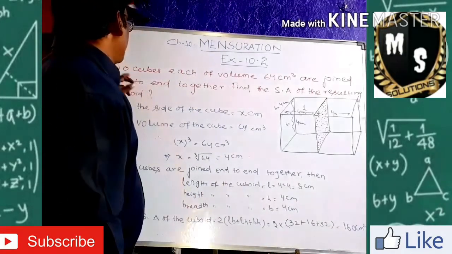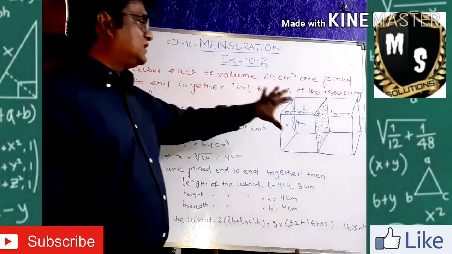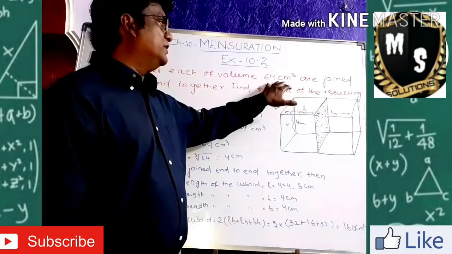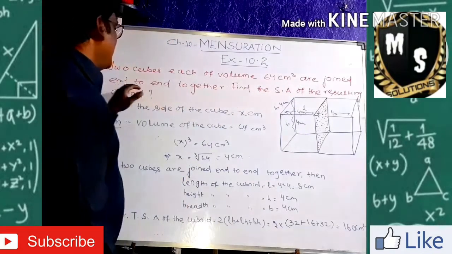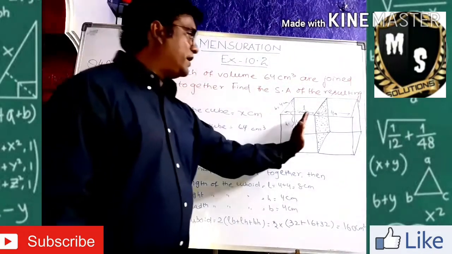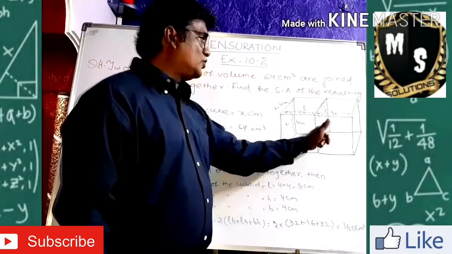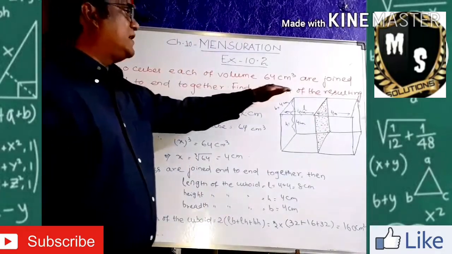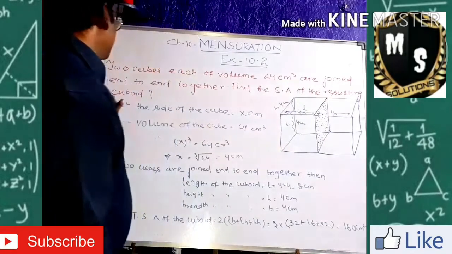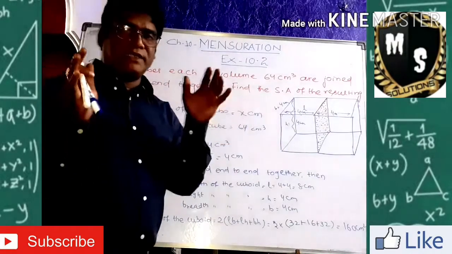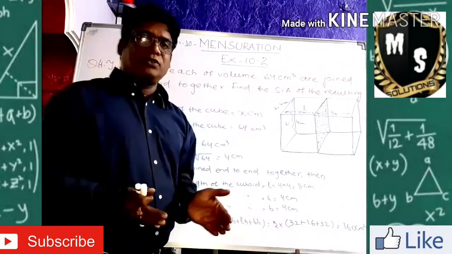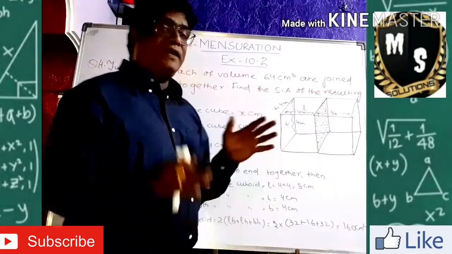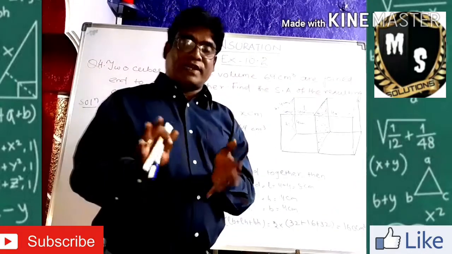So you see, 2 cubes, each of volume 64 cubic centimeter, are joined end to end together. I showed it by red mark. So find the surface area of the resulting cuboid. The resulting one is a cuboid. So when I say it is a cuboid, we have to find a length, a breadth, and a height.